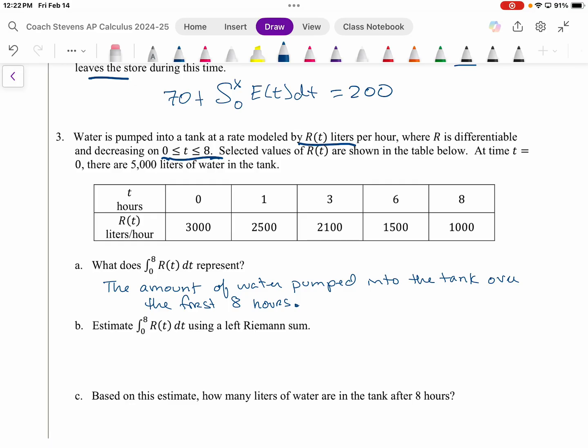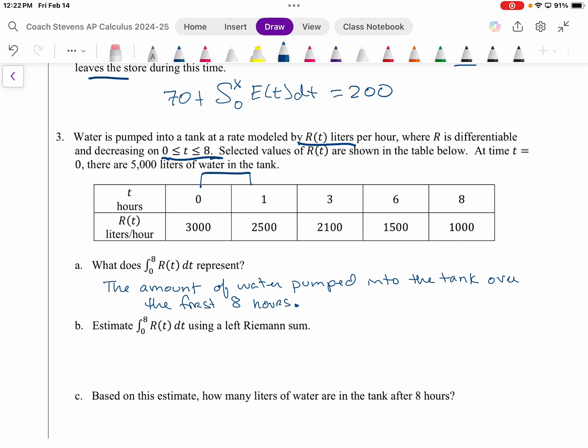Okay, so that's the amount of water pumped into the tank over the first 8 hours. All right. Part B, estimate what the amount of water is that was being pumped into the tank over those first 8 hours using a left Riemann sum. All right, so with that in mind. Again, we're doing rectangles, not trapezoids, so that's even better.